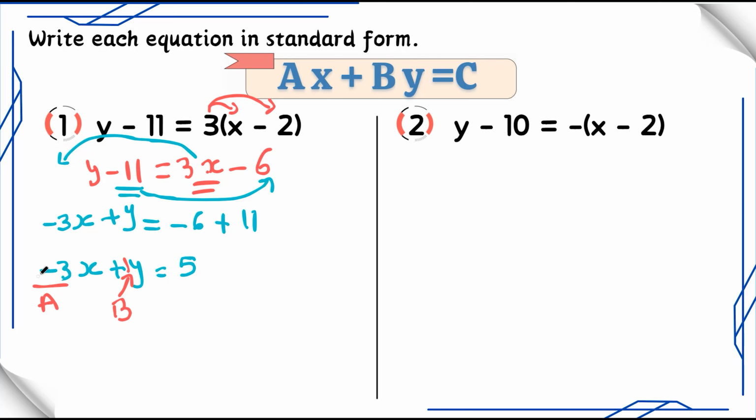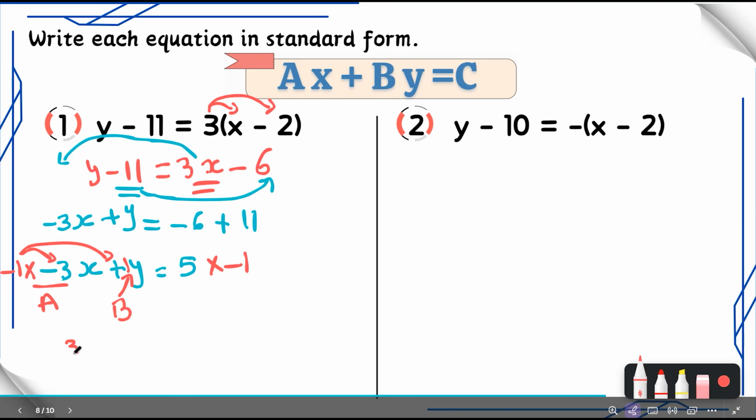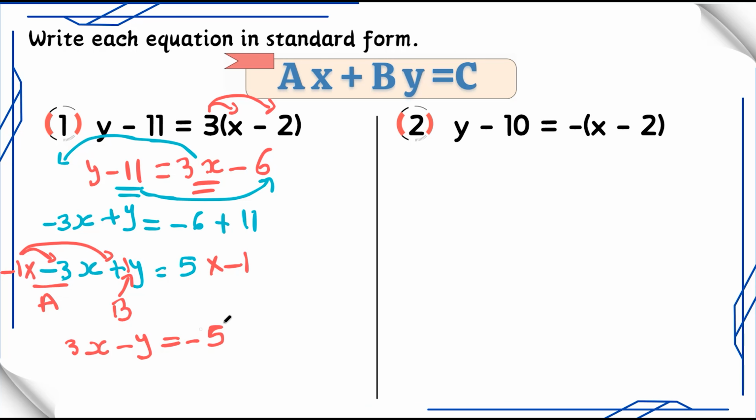How can we cancel the negative? Easy, by multiplying by negative 1 on both sides. Like you multiply everything here and you multiply the right side also. Negative, negative will be positive 3x. Negative, positive will be negative 1y, or negative y, equals negative 1 times 5, which will be negative 5.